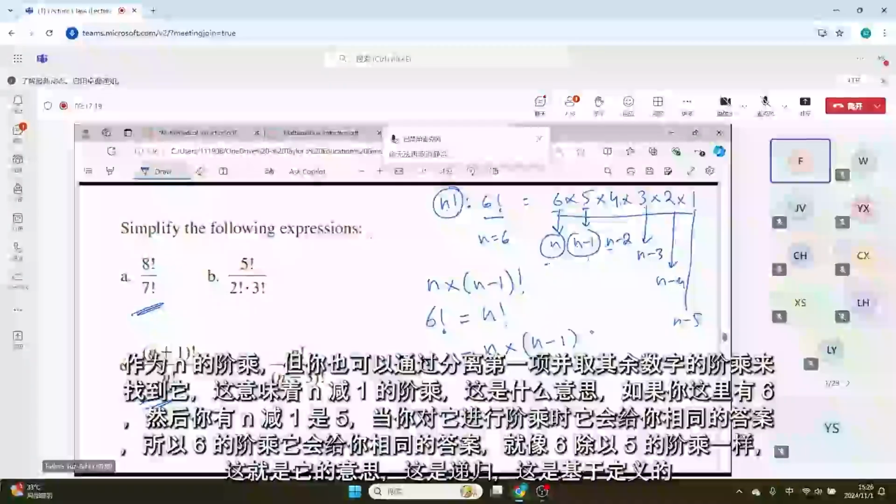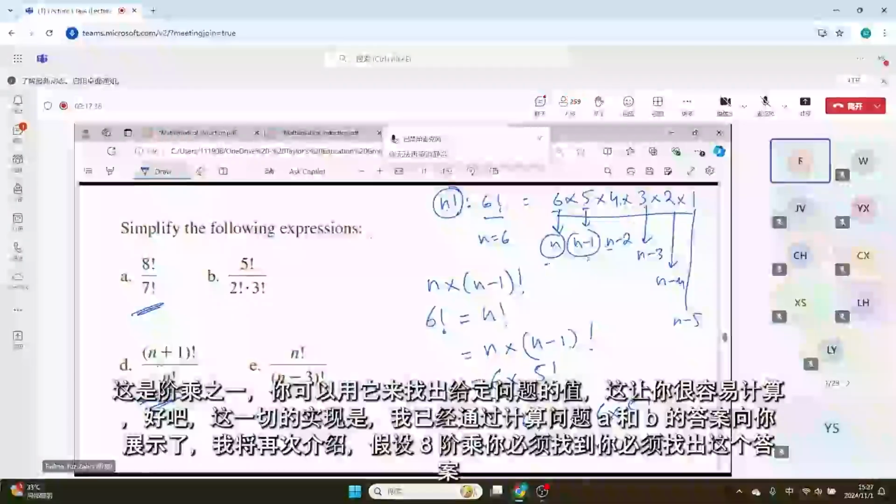That you have 6 over here and then n minus 1 is 5, right? When you take the factorial of that, it will give you the same answer. So 6 factorial will give you the same answer as 6 into 5 factorial. This is what it simply means. And this is based on the recursive definition of factorial, and you can apply this in finding the values for given questions. It makes it easy to calculate.